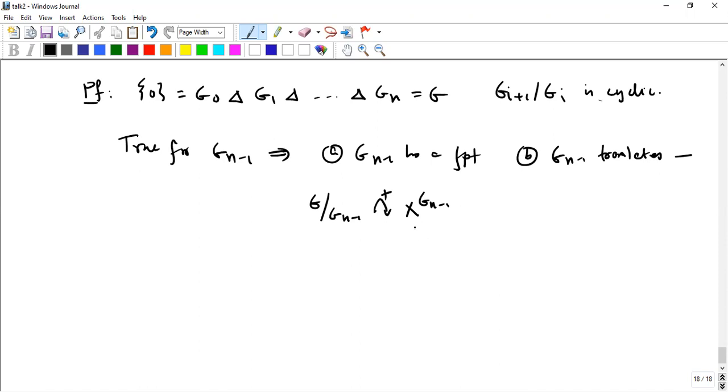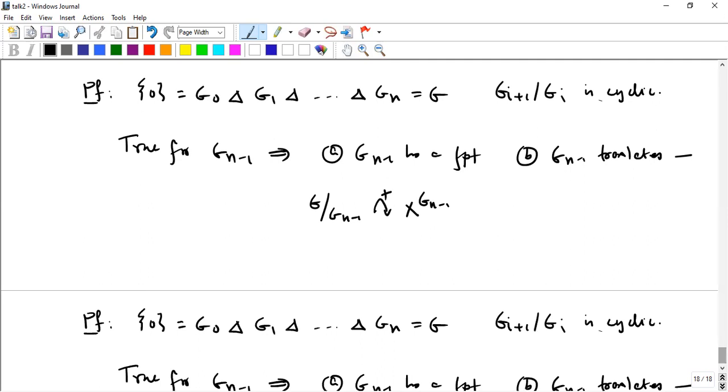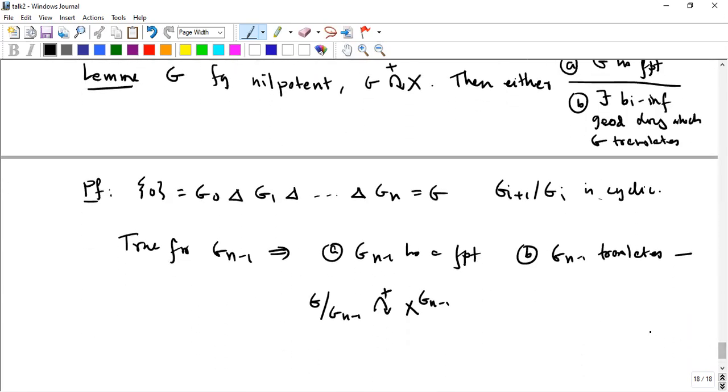Yeah, maybe the point is that it doesn't matter anyway, because if it acts by... hmm. Yeah, I'm getting confused. Do any of you see it? By the way, if any of you see it, you should just say it. Why is this true? Because Z can act with translations, right? So G by Gn minus 1 can be Z, and it acts by translations. So I don't see the contradiction there. But it acts by translations on the set of fixed points of Gn minus 1.